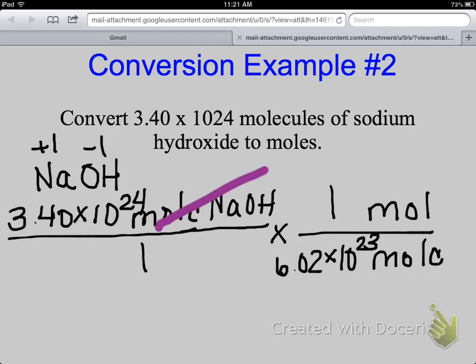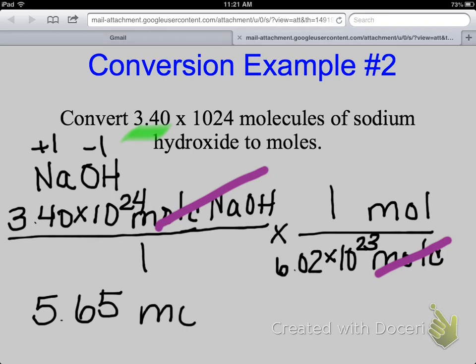Let's cancel out the molecules. We are going to divide this time. So we have 3.40 times 10 to the 24th divided by 6.02 times 10 to the 23rd. So when I put that in my calculator, I get 5.6478. But looking at how it was given to me in the problem, I have 3 significant figures. When you're looking at 3 significant figures, you don't need to worry about the times 10 to the 24th. You just have to look at that base unit, which is the 3.40. So 3 sig figs. So my answer is 3 sig figs.